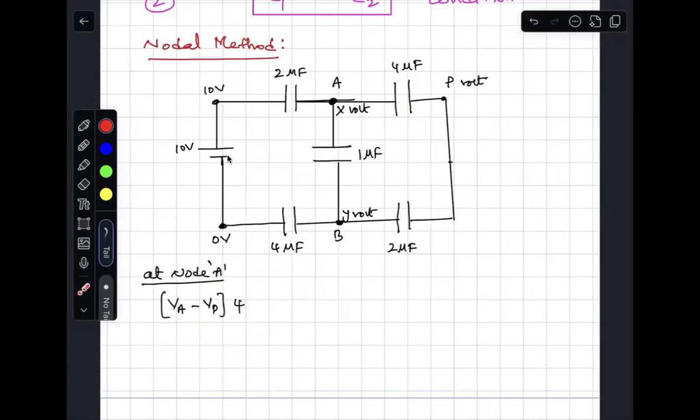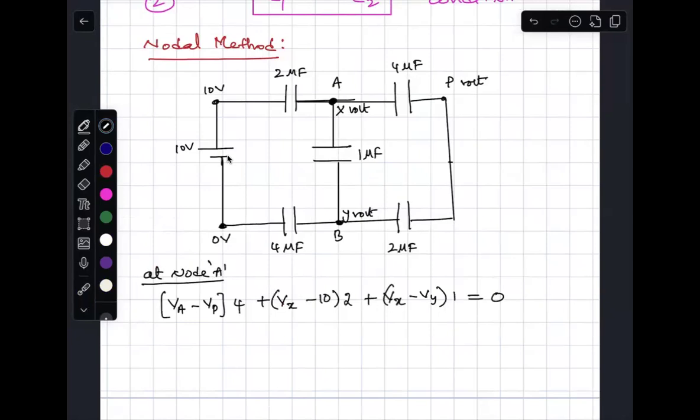See, if not, why do I require this method, then tell me. Already we have two methods. Right. Now the question is plus Vx minus 10 times 2 microfarad plus Vx minus Vy into 1 microfarad is 0.